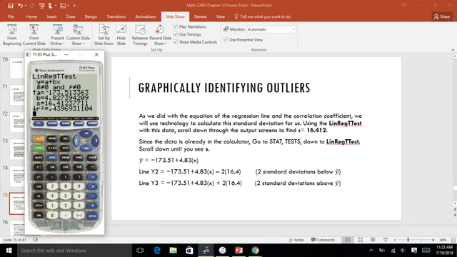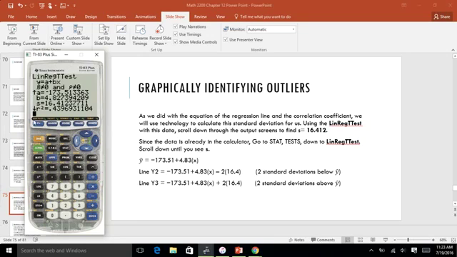So that is my sum of squares error, or the standard deviation for that. For this one, it's 16.412. So there I have it, 16.412. That's what I'm going to use. I'm going to take my line of best fit and subtract 2 times 16.4, because that's 2 standard deviations below the line of best fit. And then I'm going to do it again: the line of best fit plus 2 times 16.4.